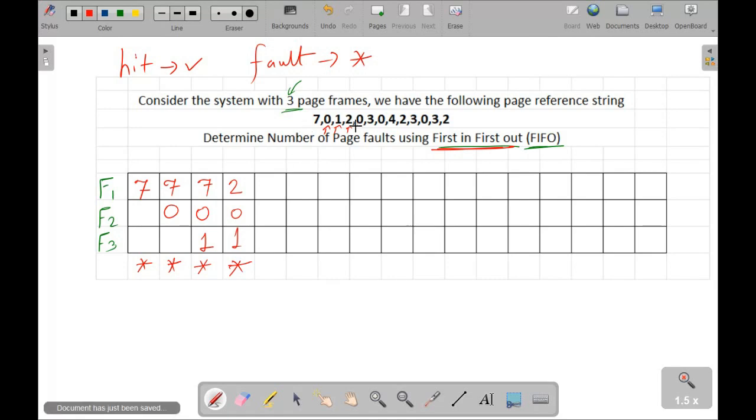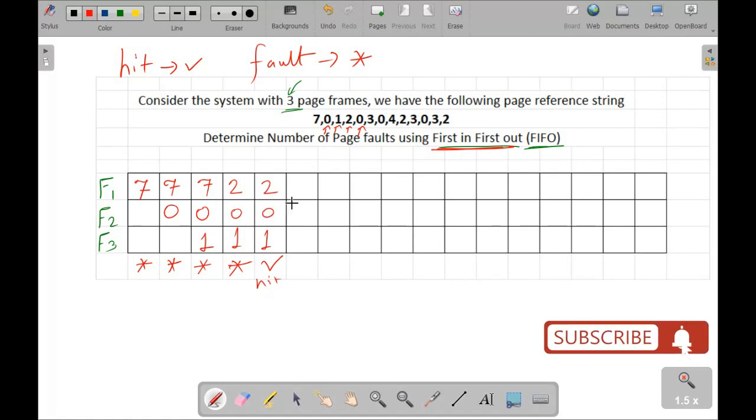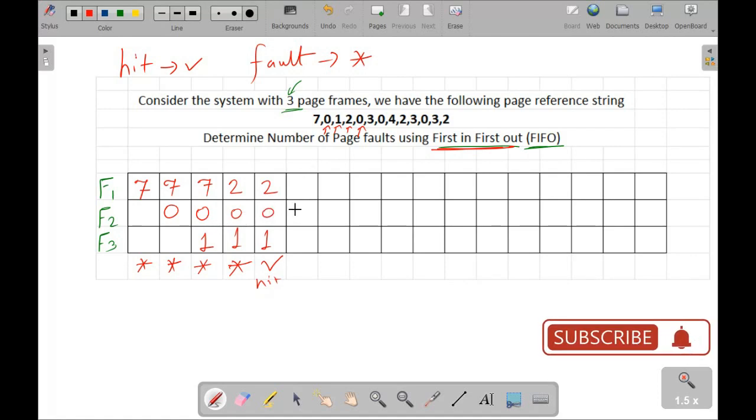Then next we have 0 again. So do check, do we have 0 present? Yes, we have. So I will say it's a page hit now. So 2, 0, 1, it's a page hit. I can write here like this, hit. Then next is 3. So where should I add 3 now? 0 is the oldest page available. So rather than 0, I would add 3, giving 3, 2 and 1. It's again a page miss.